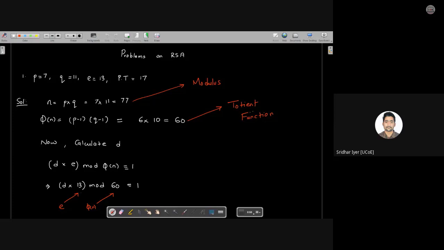As we had started off problems on RSA, we had seen two problems. What I want today is that I will solve one problem, and two or three problems can be solved by you today itself. I will give you ample time to solve those problems. We'll see the various sorts of problems that are asked on RSA. And finally, if time permits, I will start a new topic. Let's see how it goes.